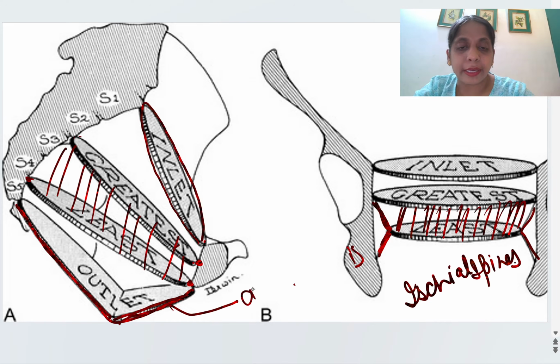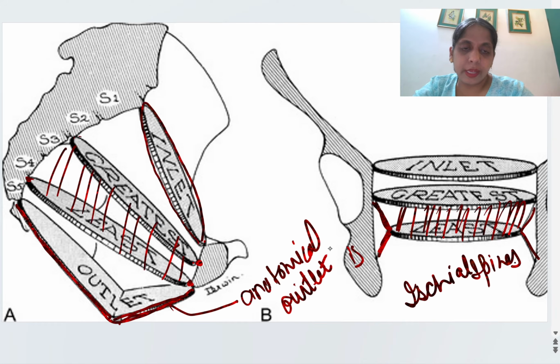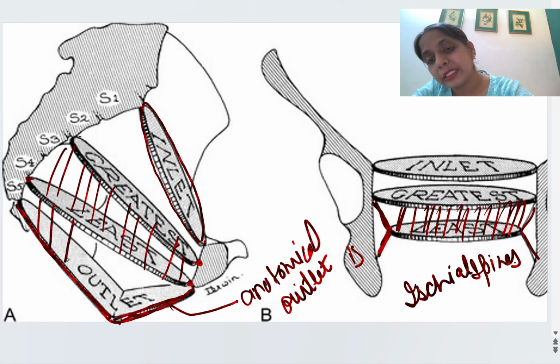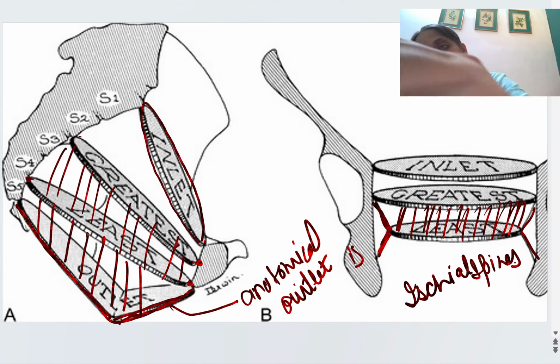This is the anatomical outlet. And what is the obstetric outlet? It is the space between the least pelvic dimension plane and the outlet plane. Let me change the color.